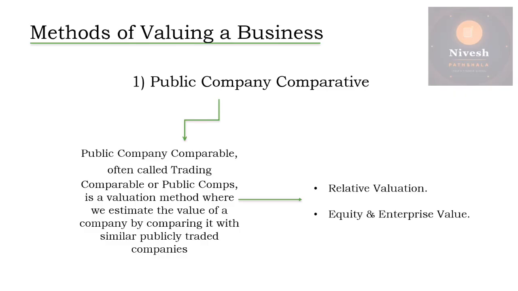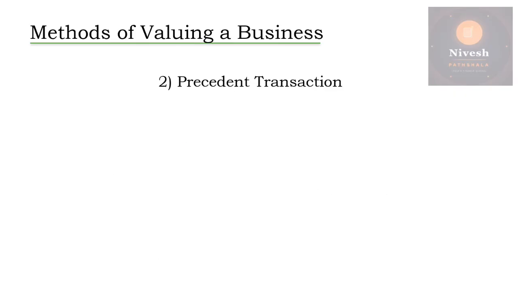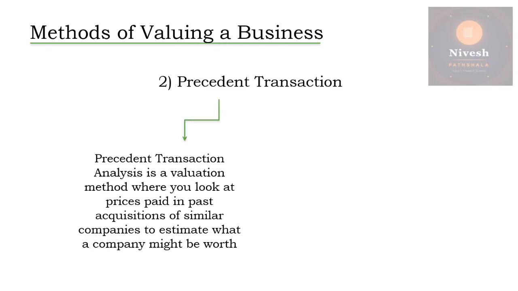Okay. Let's move on to the second method. The second method is precedent transaction. It's easy. It is the same. What do we do in this method? We just look at past acquisitions of similar companies to estimate what the company might be worth. We just look in the past and see what type of value was made on that acquisition. Similarly, we use the same metrics for this method also, relative valuation and equity enterprise valuation.